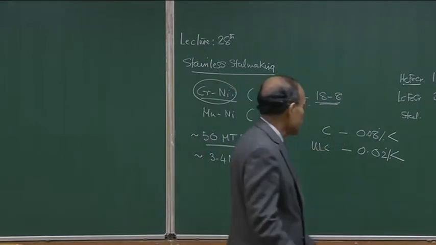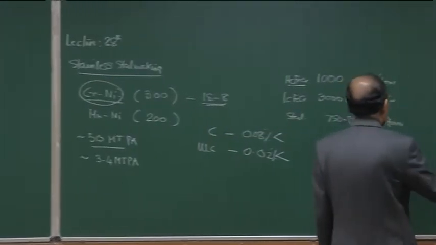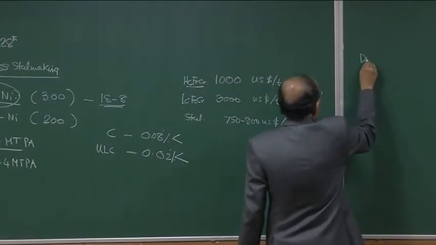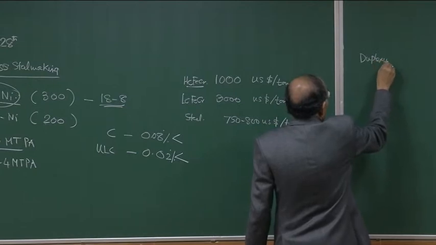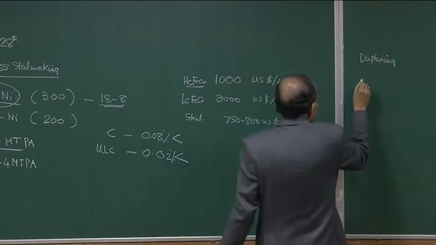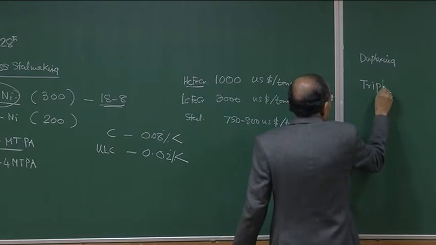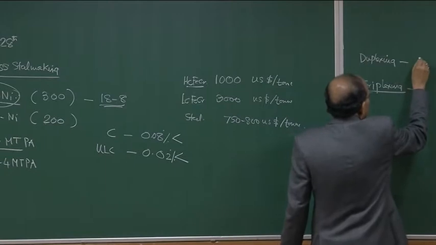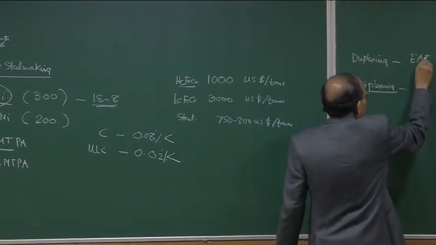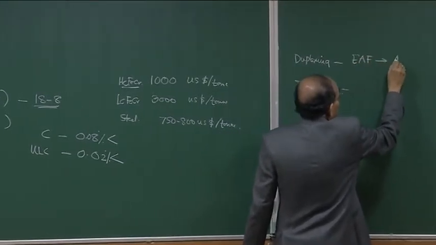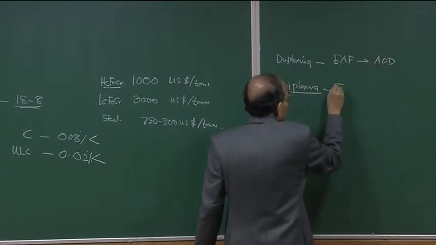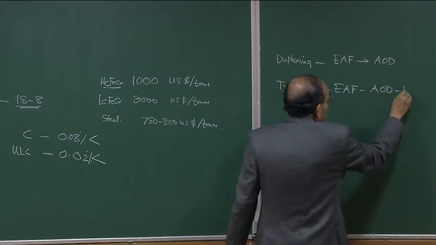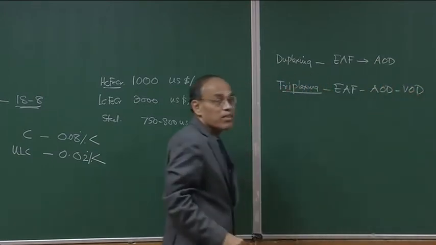When you have, for example, low carbon stainless, carbon of the level of 0.08, you use a process called the duplexing process. And when you use this ultra low carbon, you have a triplexing process. There are 3 reactors connected in series which operate. Here it is the EAF, which is used as a meltdown unit, and then we have an AOD, argon oxygen decarburization, and here you have 3 reactors working in series, AOD and then VOD, vacuum oxygen decarburization.